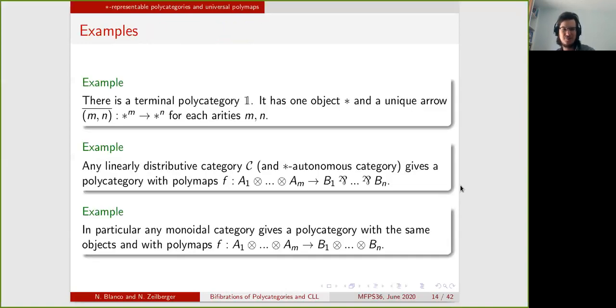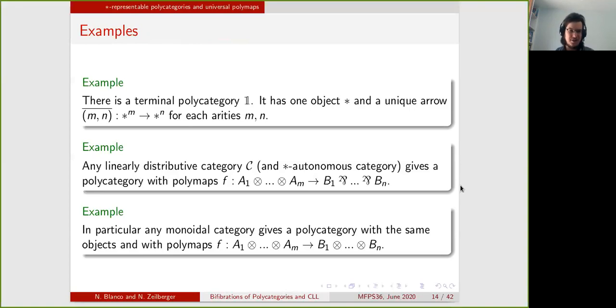Finally, I want to give you some examples that will be important in this talk. First, there is a terminal polycategory. It has only one object and one polymap for each arity. So given two arities M and N, there is a polymap that goes from M copies of star into N copies of star. So this terminal polycategory is trivial. It's not really hard to define, but it will be really important in the theory.